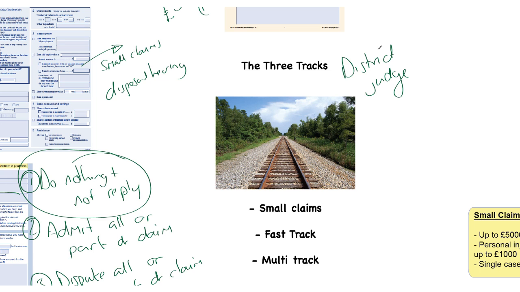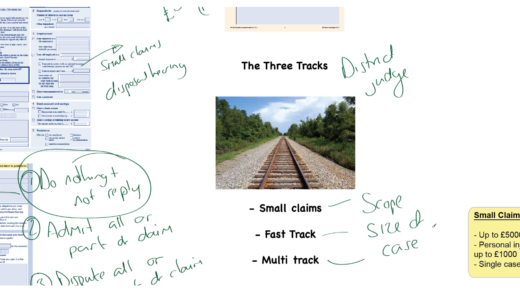So having got to that, we've arrived at the 3 tracks. What are the 3 tracks that are available for a claimant? Well, they are the small claims track, the fast track and the multi-track. And which one you use depends on the scope and the size of the case.